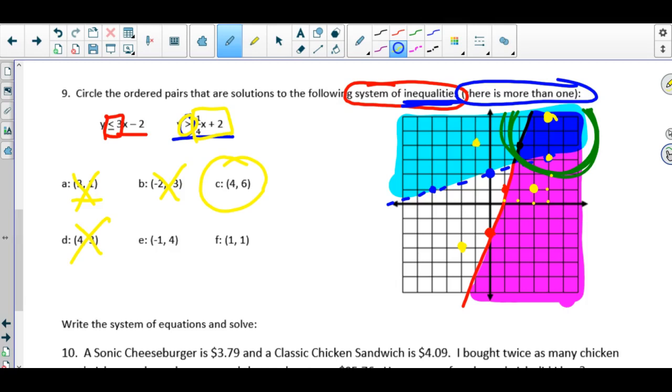(-1, 4) is not in the double shaded area. And then (1, 1) is on the solid line but it's not in the blue area, so no. And uh-oh. It says there's more than one, but there's not. So, trick question, making sure you're paying attention. There is only one, and that's (4, 6).